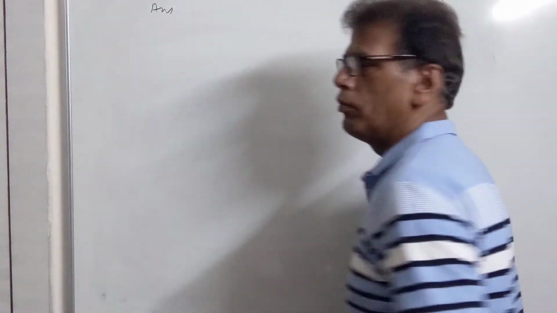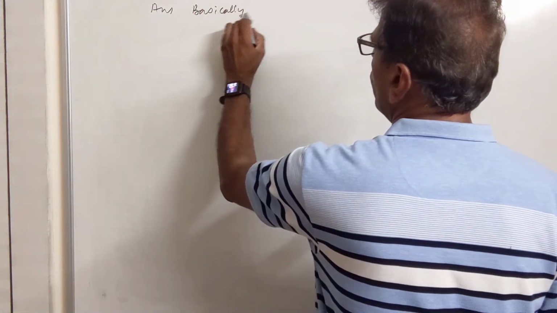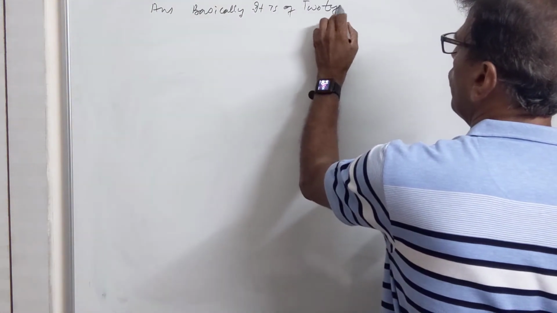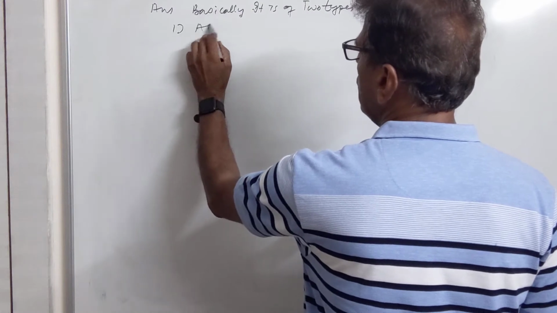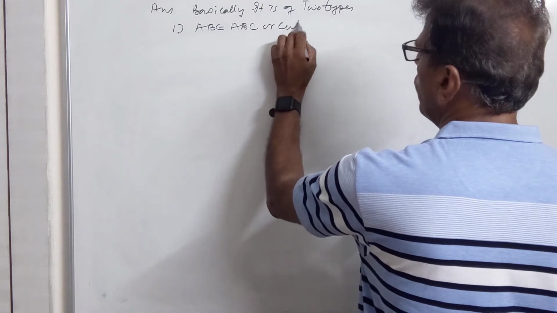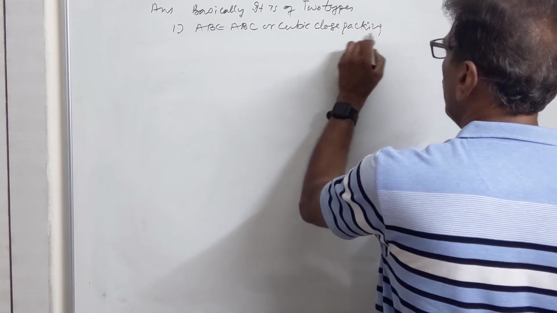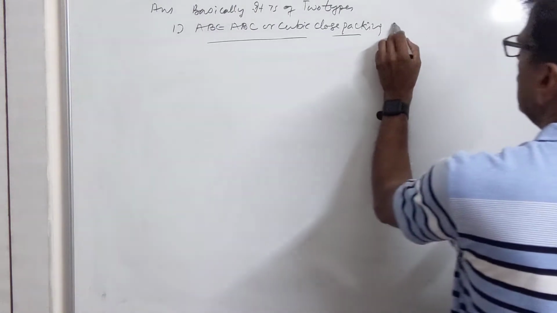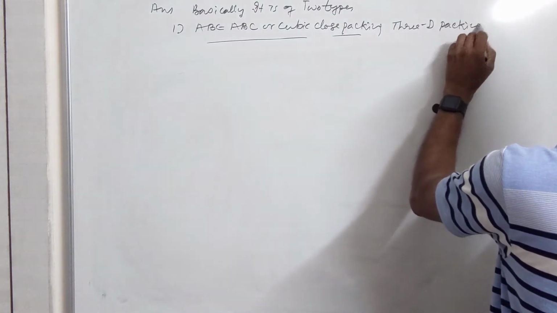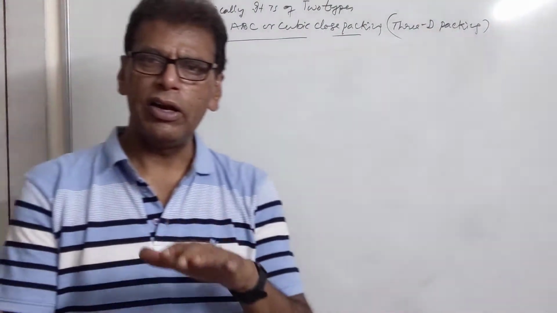So basically packing is of two types. One is ABC type of packing or cubic closed packing. Or it is in 3D packing. In this type of packing, one layer of the sphere is placed over another layer of sphere.